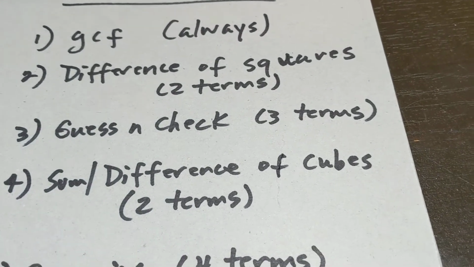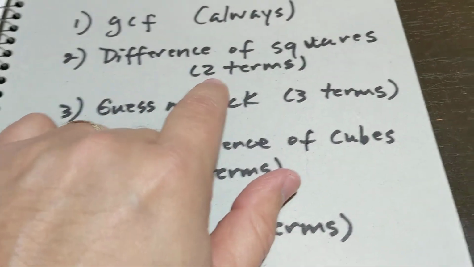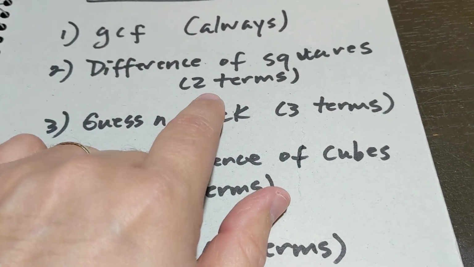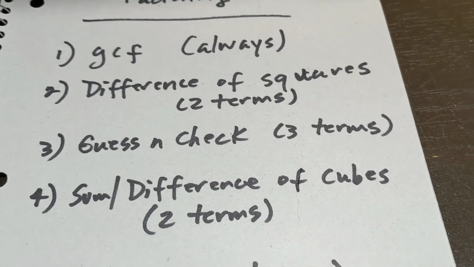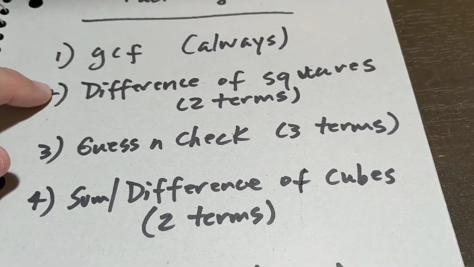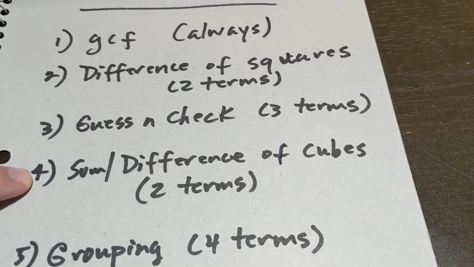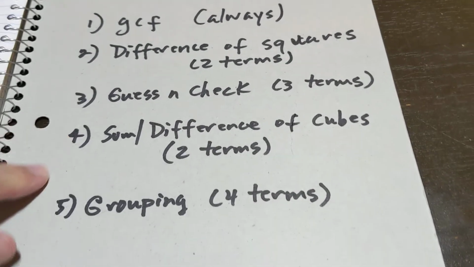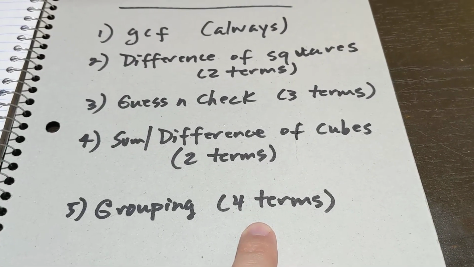The other difference is that this can be a sum or a difference, whereas for the difference of squares, there's no such thing as a sum of squares. So it has to be a subtraction problem for a difference of squares. But it could be either addition or subtraction for sum or difference of cubes. And then the last method is grouping, so you want to try that when a problem has four terms.